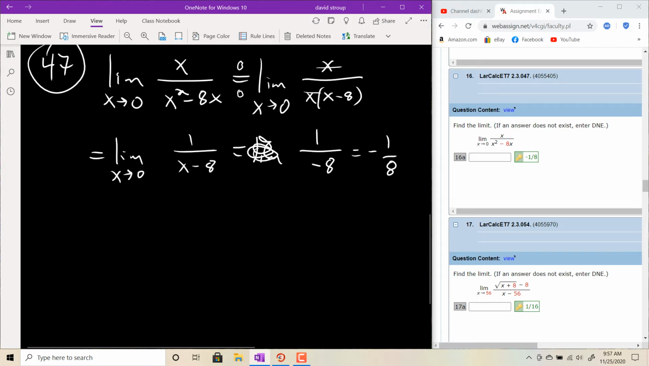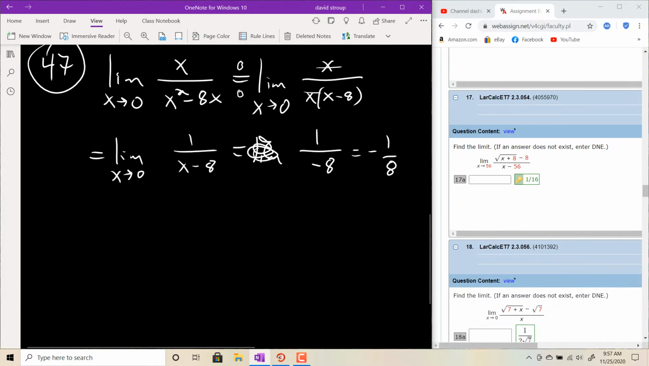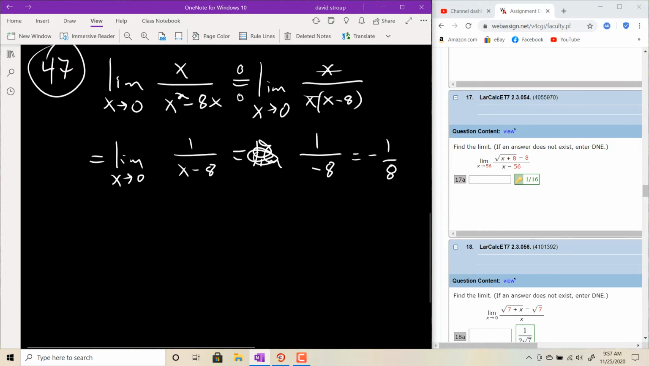Okay. So that was one type of indeterminate. Another type is when you have to rationalize, so to speak, the numerator. It's like problem 54.